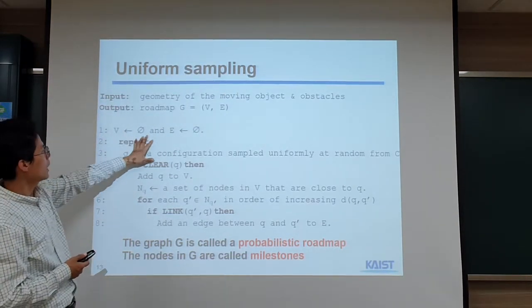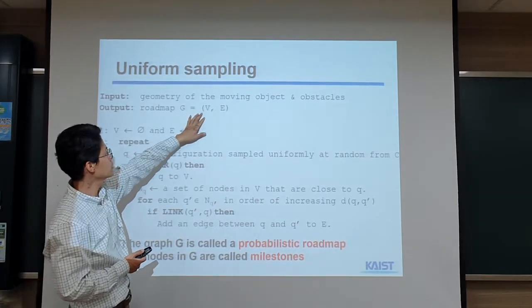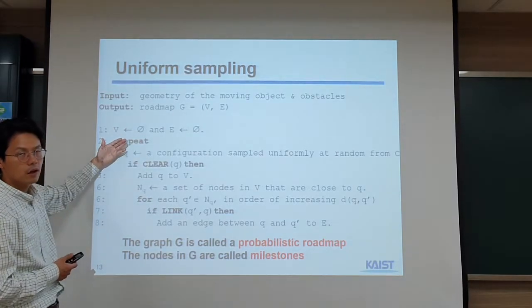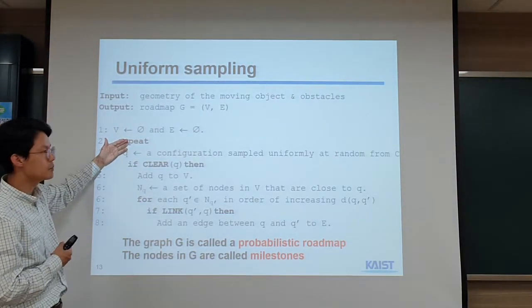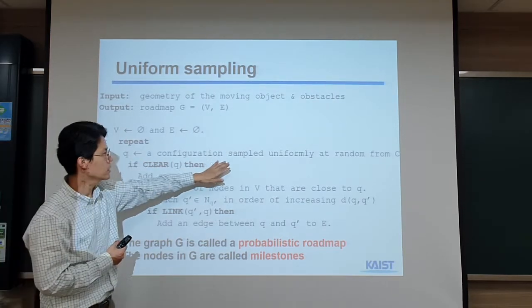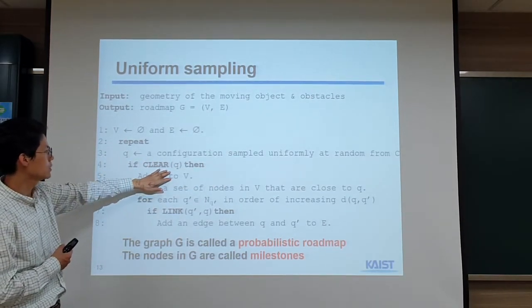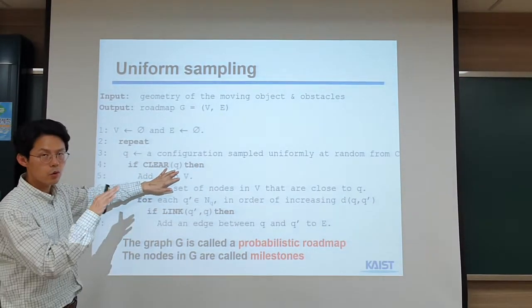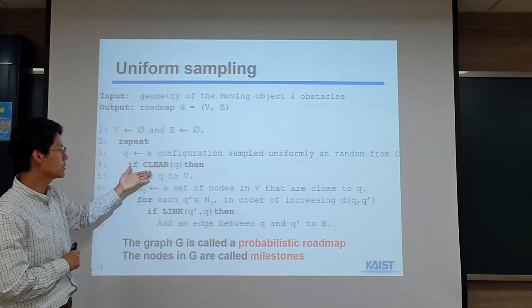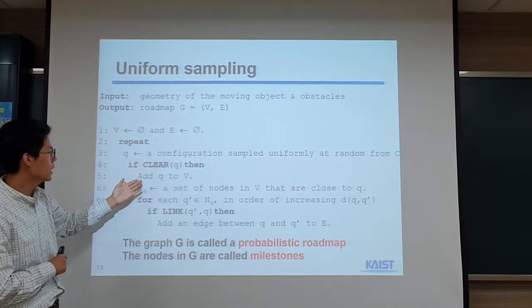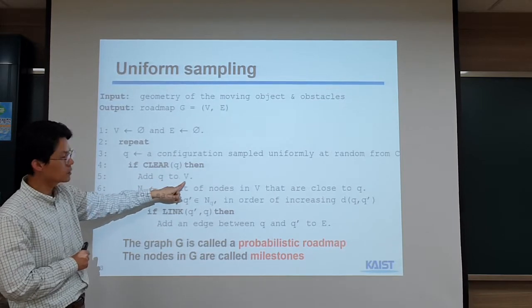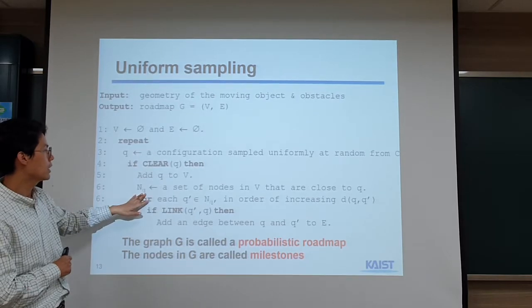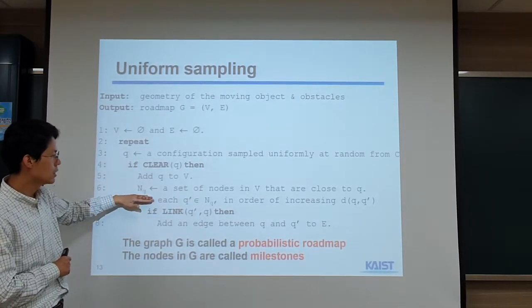Basically, we start with an empty graph G with an empty vertex set, and then we repeat this process until we spend all the available time budget. We generate random samples Q, and then we check whether this Q is in a collision-free state. If there's no collision, then we add the random sample Q into the vertex set of the graph of the roadmap.